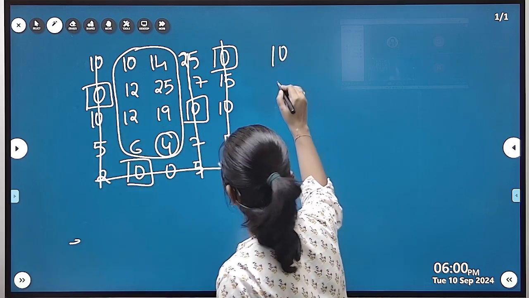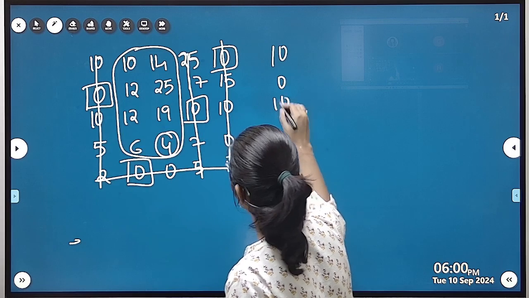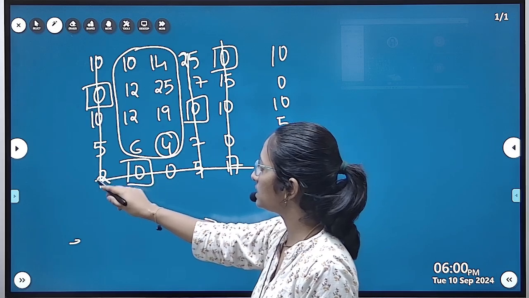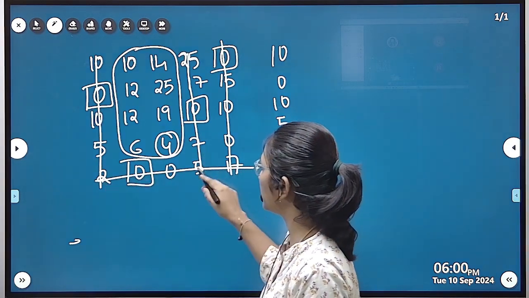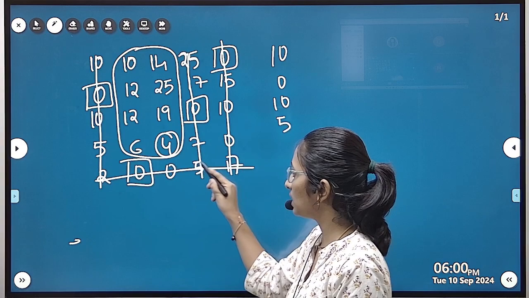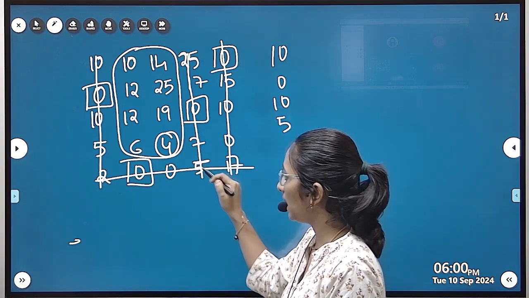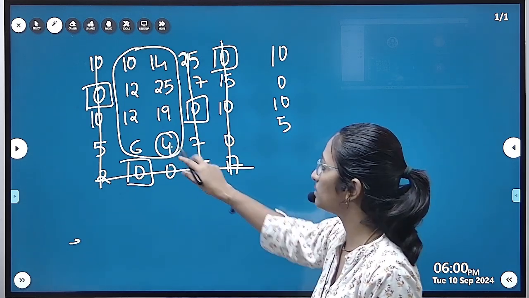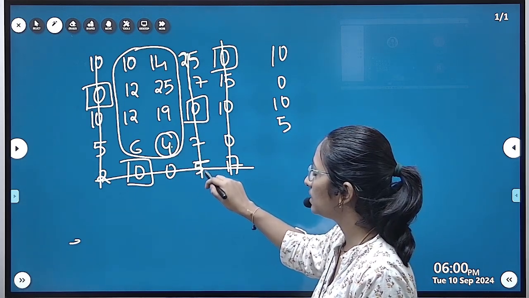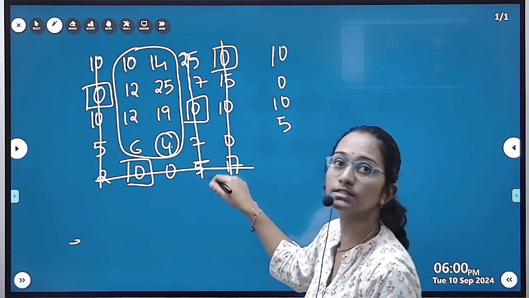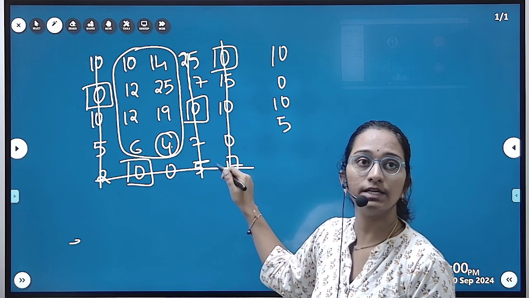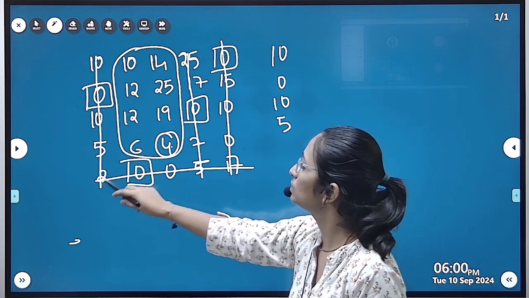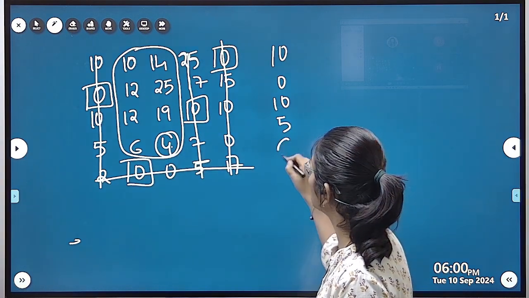So 10, 0, 10, 5. So there is 2 here. Whenever there is an intersection point of two lines, that number is to be added with the least number. This least number should be added to the number which is intersected by the two lines. So 2 will be added to 4, we will get 6.